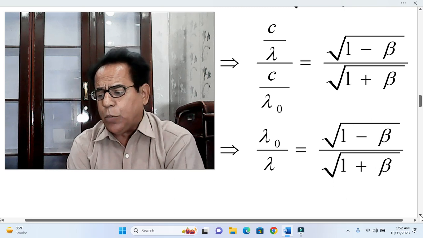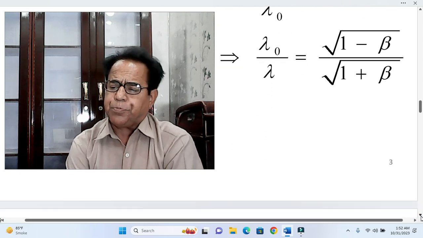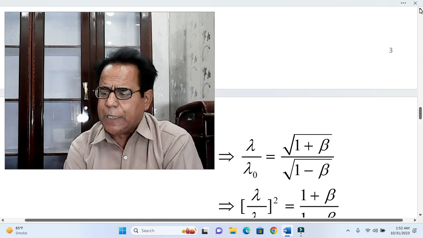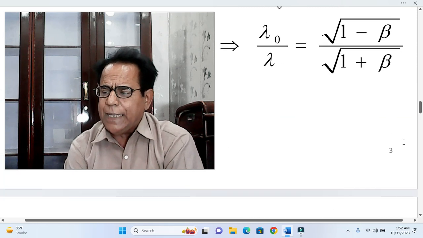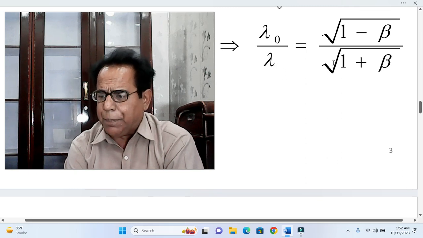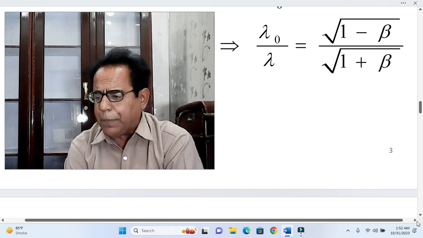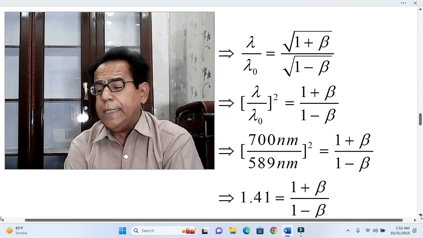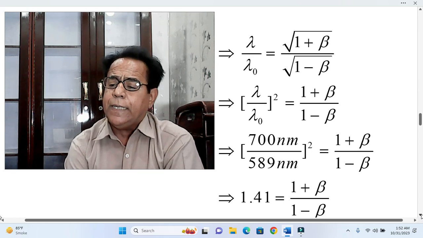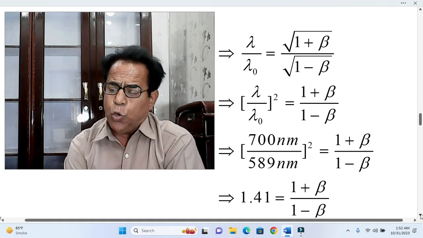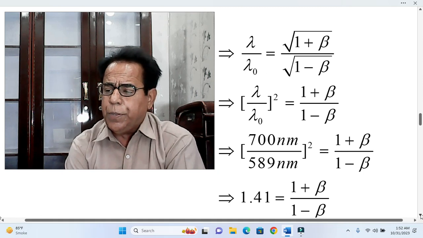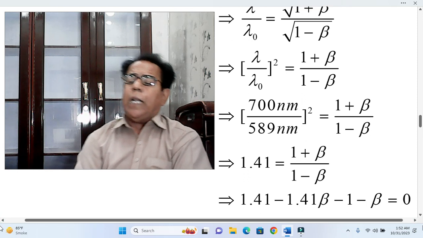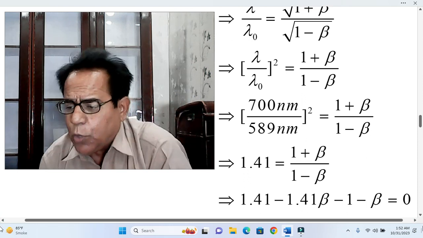In the next step, we are taking reciprocal of both sides. Both sides are inverted and we get lambda over lambda naught is equal to square root of 1 plus beta over square root of 1 minus beta. In the next step, we are taking square of both sides. In this way, both square roots in the numerator and denominator on the right hand side will vanish, and hence lambda over lambda naught squared will become equal to 1 plus beta over 1 minus beta.